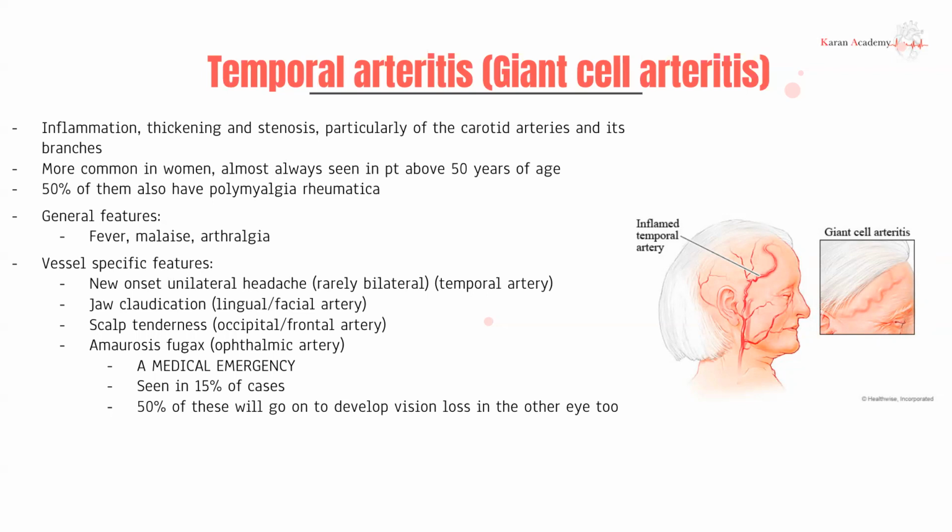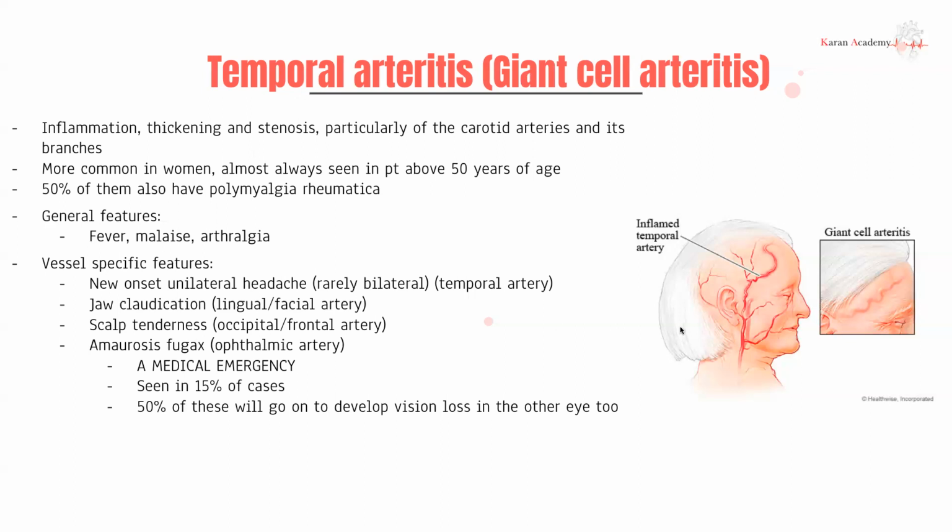General features, again, are the exact same. So fever, malaise, arthralgia, but now we have vessel-specific stuff. Now, when you talk about GCA, I'm sure you've heard of some symptoms, but if you think of the vessels and how they kind of work, everything kind of just makes a lot of sense. So you often have new onset unilateral headaches, particularly over the temple area. And that is because there's inflammation of the temporal artery, which is here. You can have jaw claudication because the lingual or the facial branch is being affected. Scalp tenderness if the frontal or the occipital artery is affected.